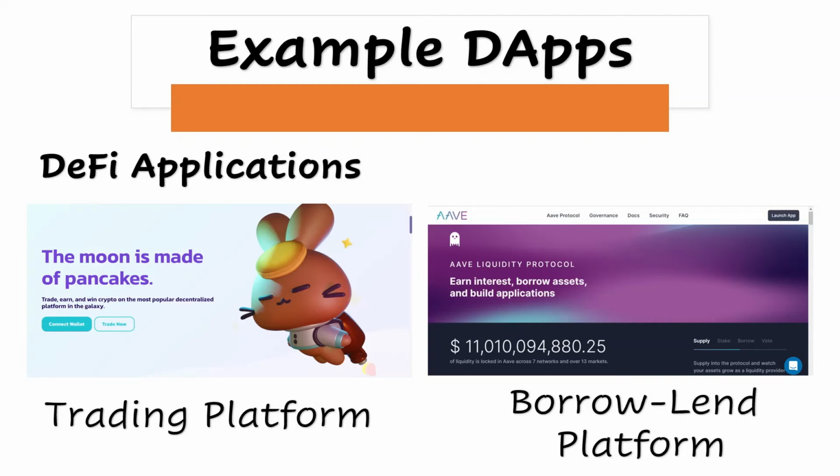Similarly, if you want to borrow or lend money, you have to go through an authority like banks. But there is a protocol called the Aave protocol, which provides peer-to-peer direct connectivity using blockchain, where you can borrow and lend money. So these are the examples of dApps in the decentralized finance world.